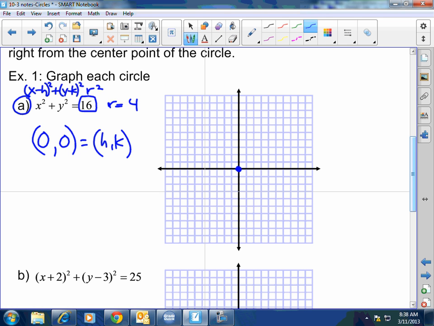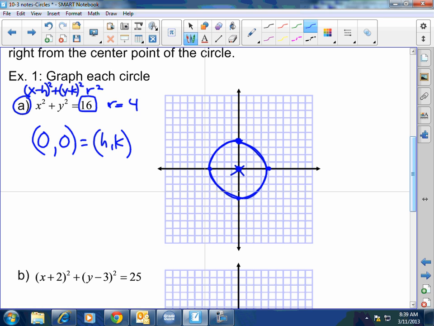So now I'm going to literally go up 1, 2, 3, 4. To the right, 1, 2, 3, 4. Down, 1, 2, 3, 4. And to the left, 1, 2, 3, 4. I'm going to do the best circle that I can. I know that's more like an ellipse or an egg than a circle, but for our purposes, that is correct. If you had a compass and put the point right here in the center, and lined it up with any one of the points you graphed, just follow that compass around and you'll have a perfect circle.